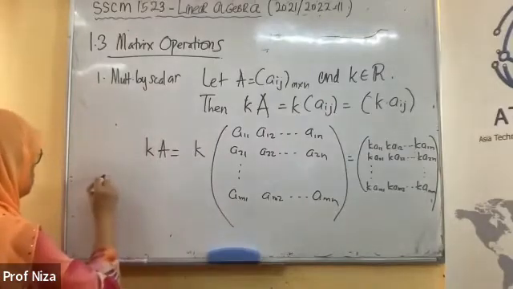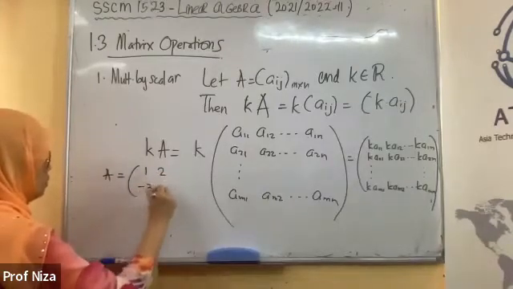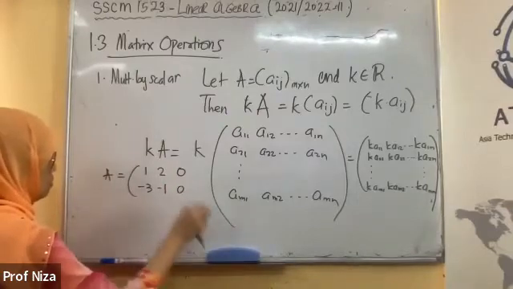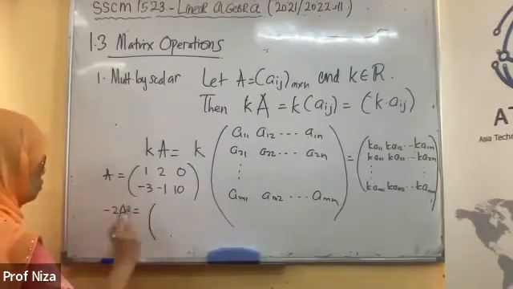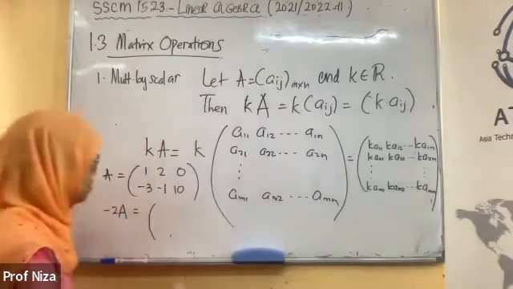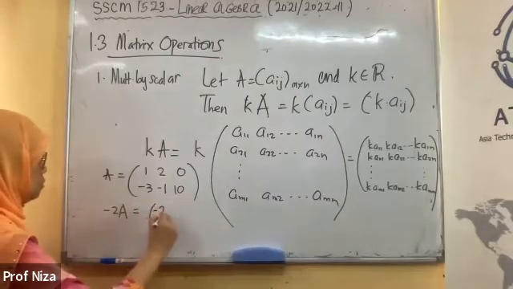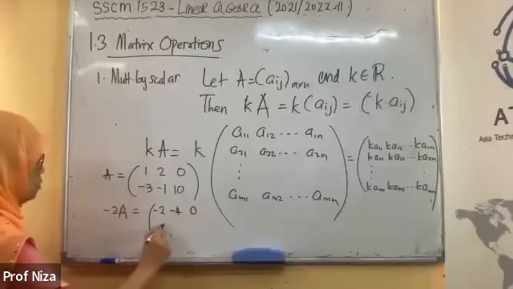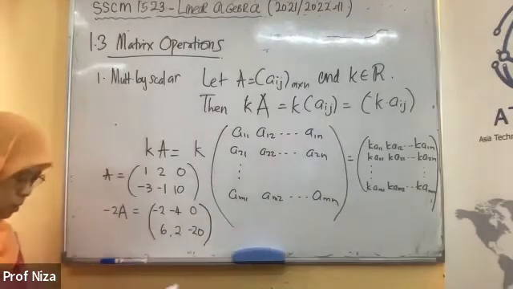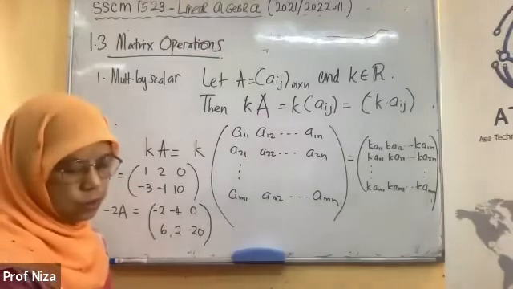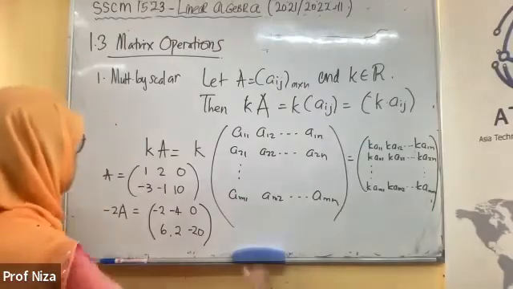And for example, A is 1, -3, 2, -1, 0, 10. So -2A is equal to, because you can do it just straight in your head, right? You have to multiply -2 to each one, right? So this is -2, 6, -4, 2, 0, -20. Okay, you have learned this before, right? And I gave you some other examples in the notes.